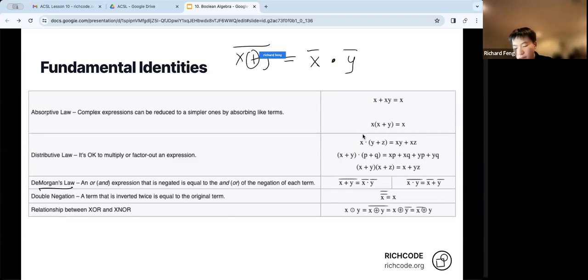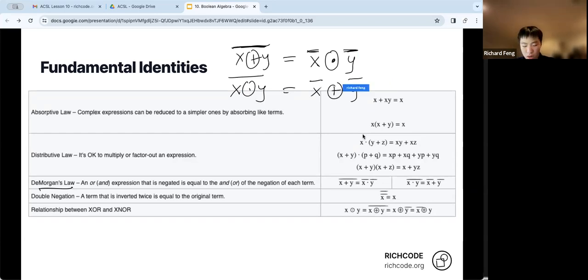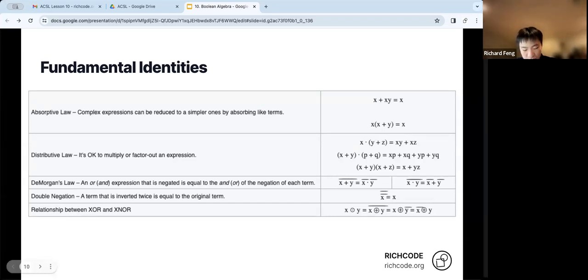So basically, we have to flip the operation. And so we can break apart this bar on top by applying it to each variable, but we have to flip the operation in the middle. So that also applies for not x and y. We can apply the negation to each variable, but we have to flip the operation. So that is De Morgan's law. It's super useful when we're solving problems. Now the next one is, I think, the most obvious one, double negation. A term that is inverted twice is equal to the original term. So not not x is just x.